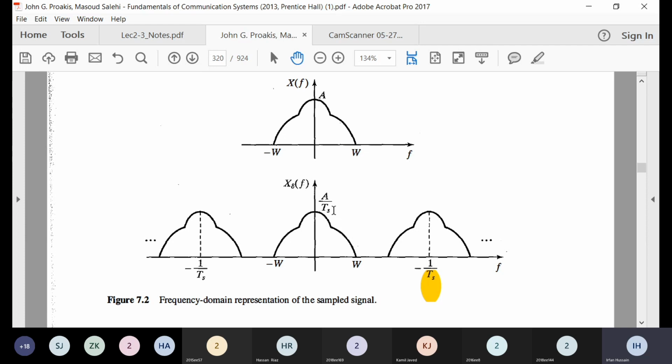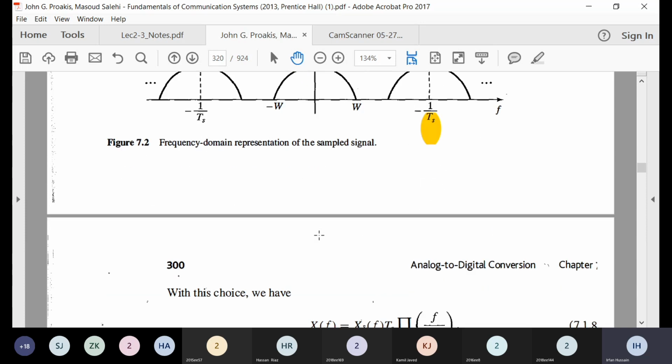And the amplitude will be 1 over Ts. If it is already A, then it will become A over Ts. So this is the same thing which I told you with my notes, and here you can see that this is the frequency spectrum of your sampled signal.